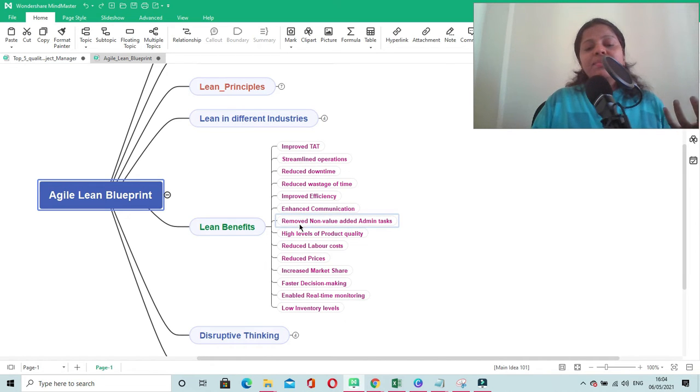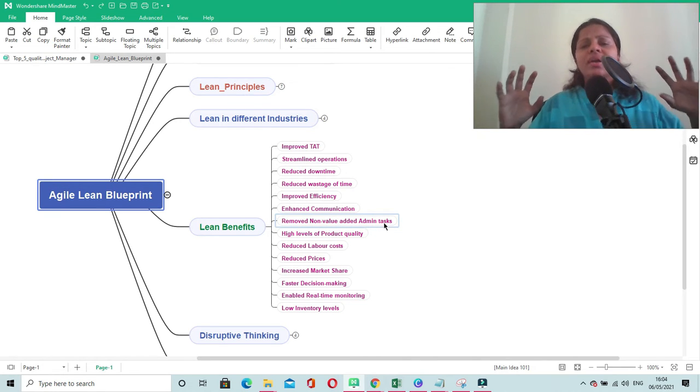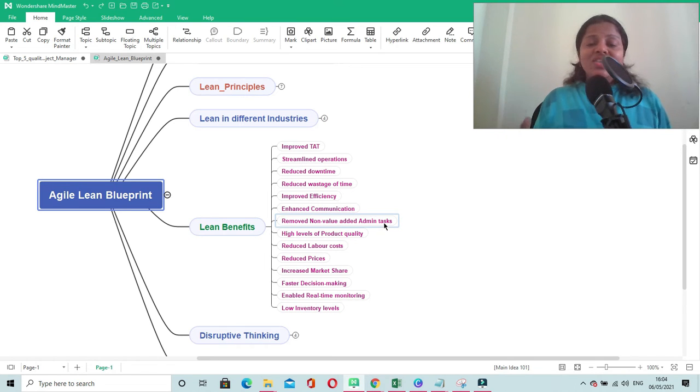The next benefit could be removed non-value added admin tasks. So when you are analyzing your process, you have to understand which tasks are non-value added. It could be related to administrative tasks, because in the Agile Manifesto, we say that we need to have minimum documentation, a working software over comprehensive documentation.